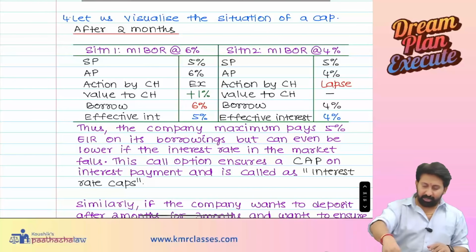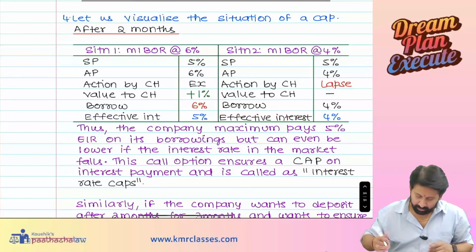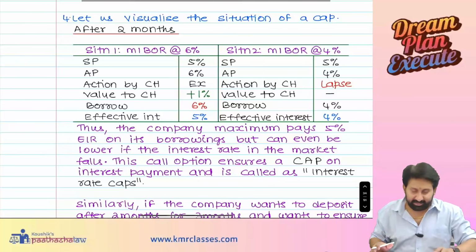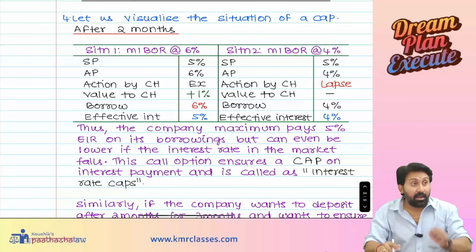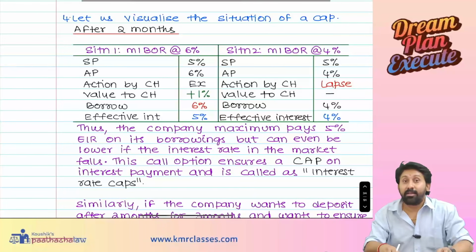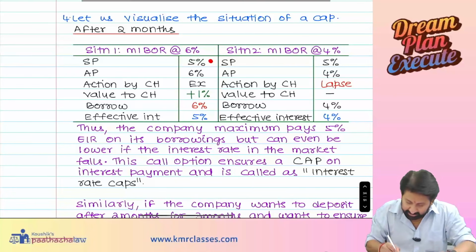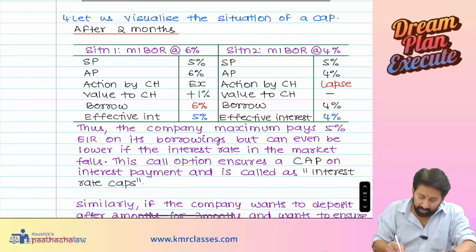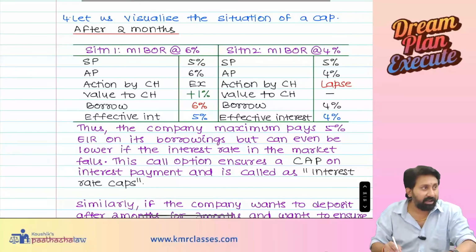Now let us visualize the situation of a cap. Okay. So now what will happen? As I already said, after 2 months, interest rate became 6. Whatever we lock, strike price will be there in any option. In FRA we locked MIBAR equal to 5%. Like that, that 5% will be our SP now. SP will be 5. If MIBAR is 6%, then what will happen?